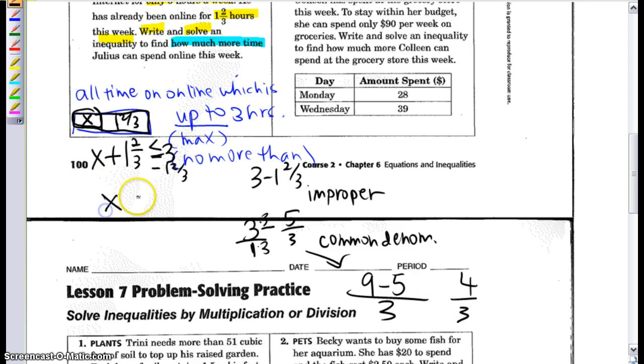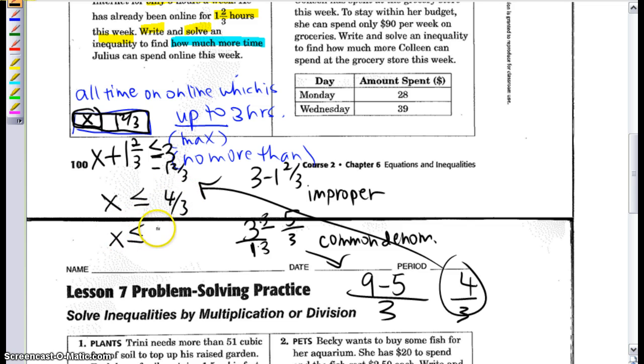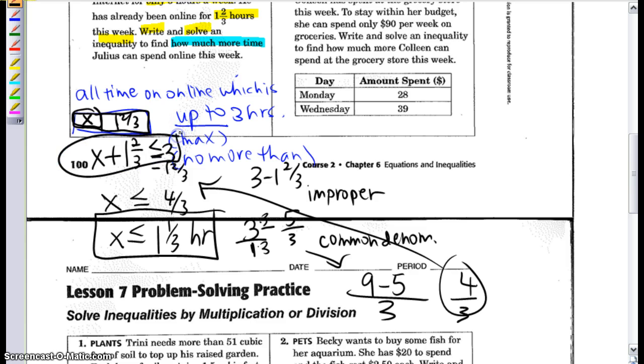So x is going to be, so I'm going to put that back into my work over here. 3 minus 1 2/3 is 4/3. So x is anything less than or equal to 4/3. That's the same thing as saying 1 hour and 1/3 of an hour. So x is anything less than or equal to 1 1/3 hour. That's as much time he's got left. And I'm going to box this as well because that's our inequality that we wrote for number 7.